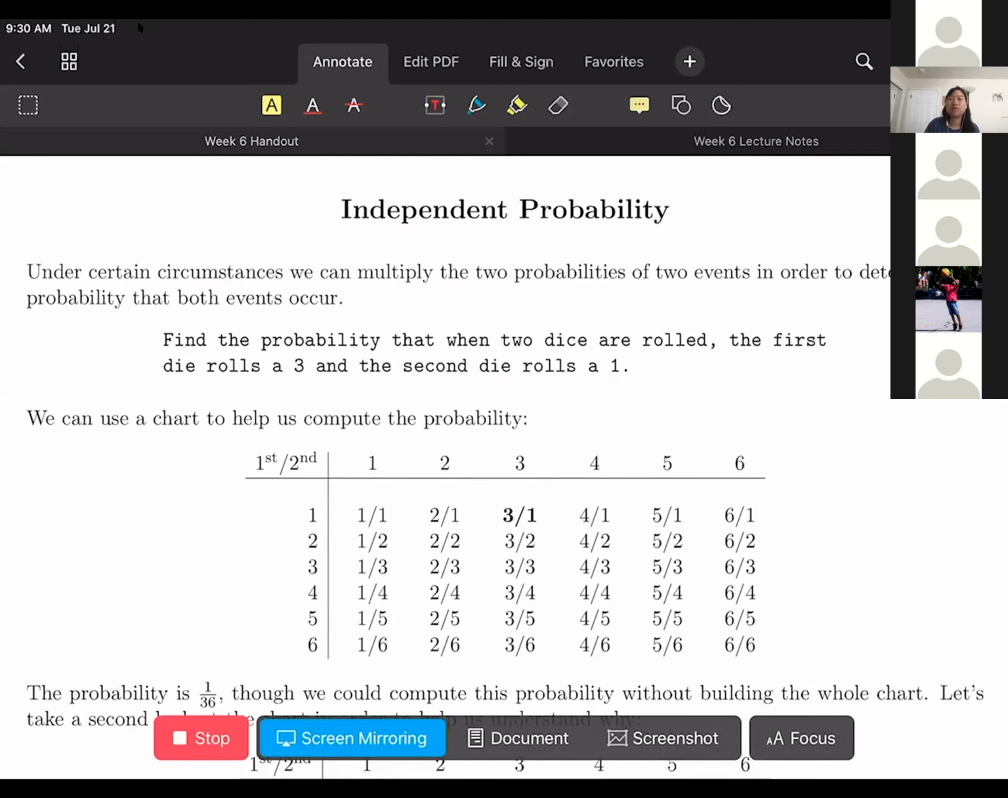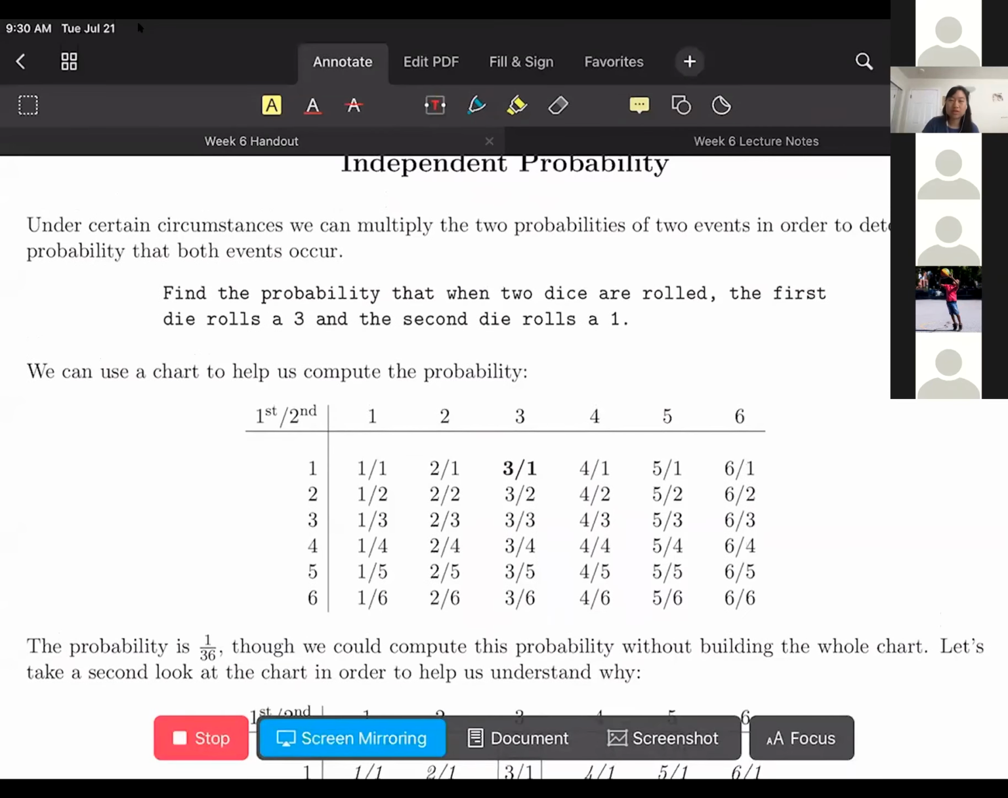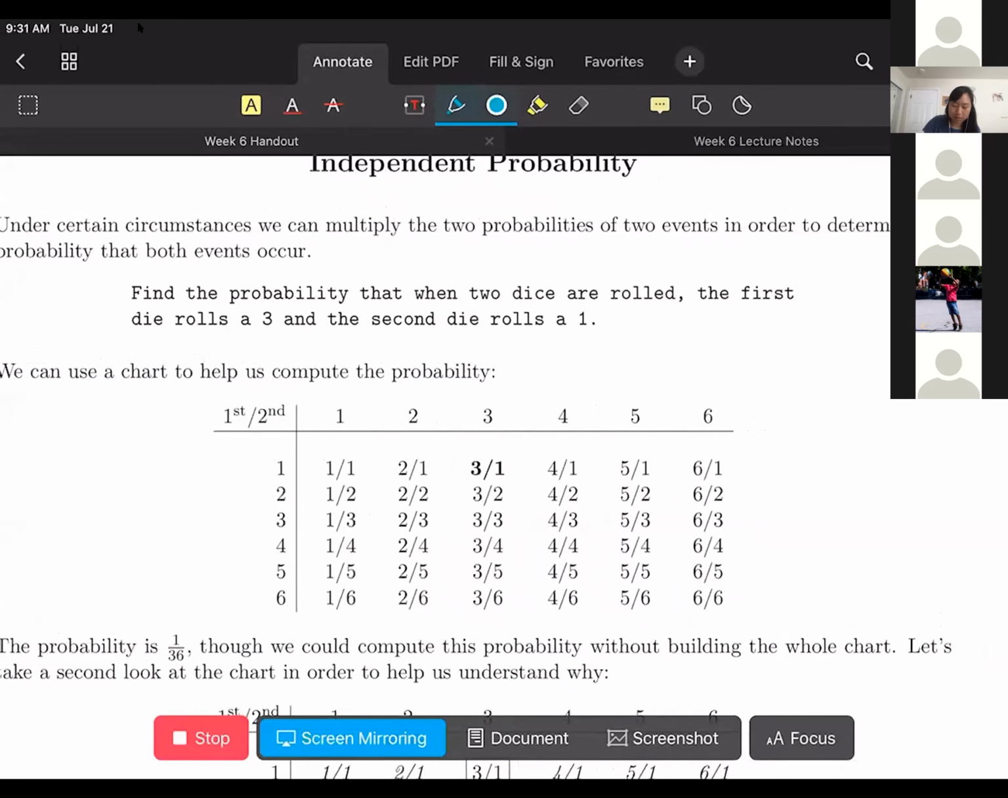For example, find the probability that when 2 dice are rolled, the first die rolls a 3 and the second die rolls a 1. We could use a chart to compute the probability, with the first die in columns and the second in rows. The probability is just 1 over 36, because we have 36 different possibilities and only one of them is the outcome we want: the first die roll is a 3 and the second die roll is a 1.